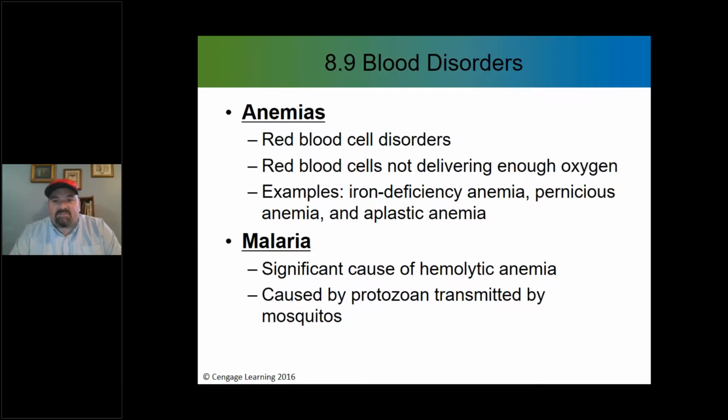All right, folks, so let's finish up our session today. We're going to finish off by looking at some different disorders as far as the blood is concerned. So anemia is a term that many of you are familiar with and have heard. Maybe you don't know what it means, right? What takes place is that the red blood cells are not delivering enough oxygen, okay? So that's a problem.